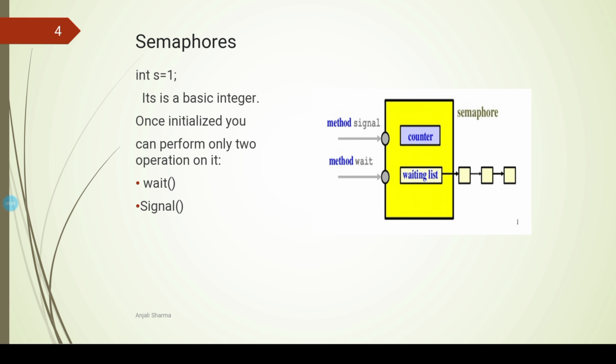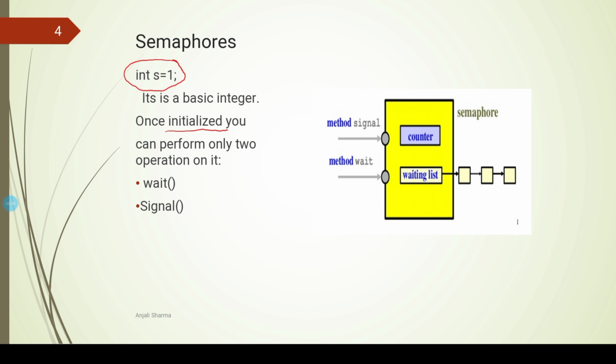The first thing is that you can initialize the semaphore, as you can see over here. It is C programming language syntax which says int s = 1. So here s is a semaphore and we have initialized its value to 1. The first thing that you can do on a semaphore is initialize its value.